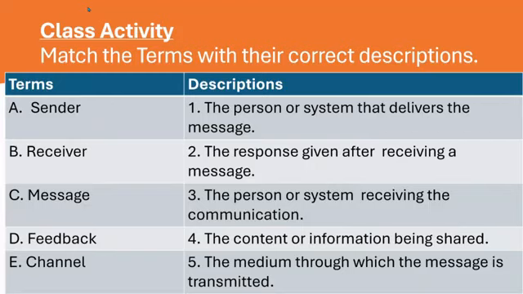So the sender is actually the person or the system that delivers the message. So this is the one who starts the communication process. So letter A will be matching with numeral 1. Receiver. So receiver is the person or the system receiving the message. You can go ahead and attempt C, D, and E in the comment section below.